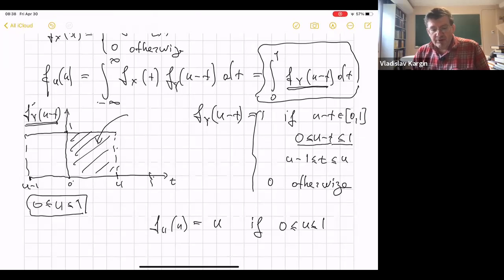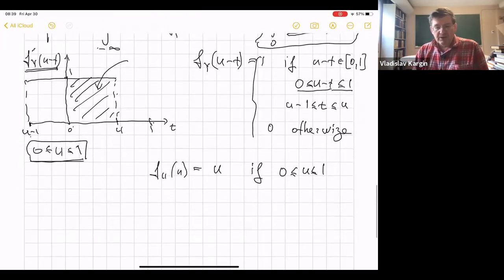If u was smaller than 0, then the interval from u minus 1 to u would be outside. It would be smaller than the interval 0 to 1, so the integral would be equal to 0. Now, we know that the range of the random variable u is between 0 and 2. Here we looked at one case, when it's between 0 and 1. There is another case, when u is between 1 and 2. Let's look at the picture in this case.